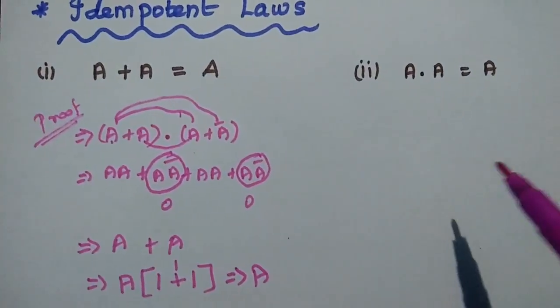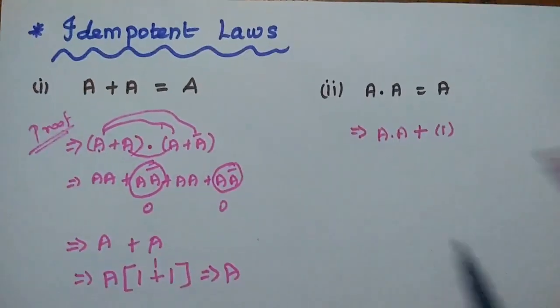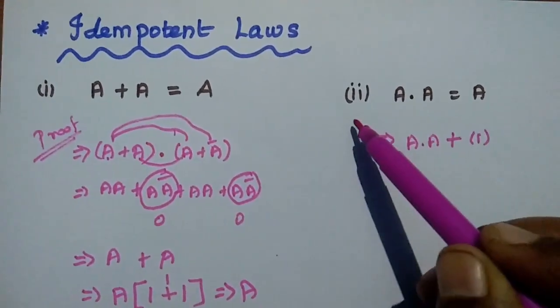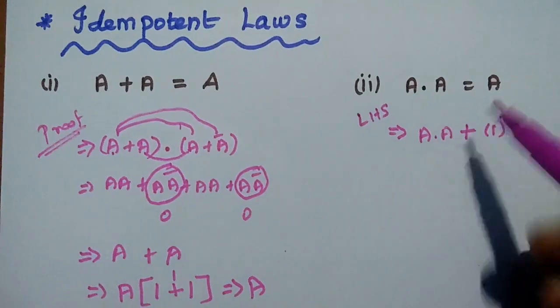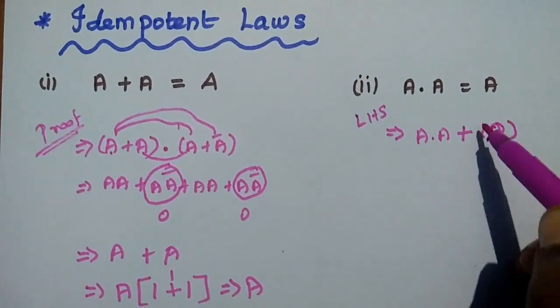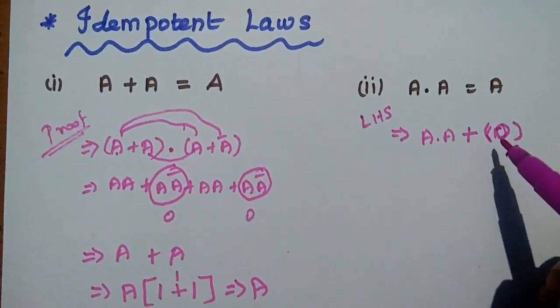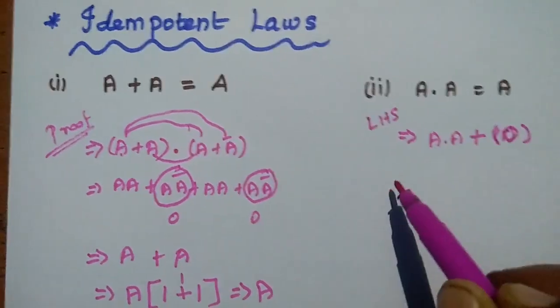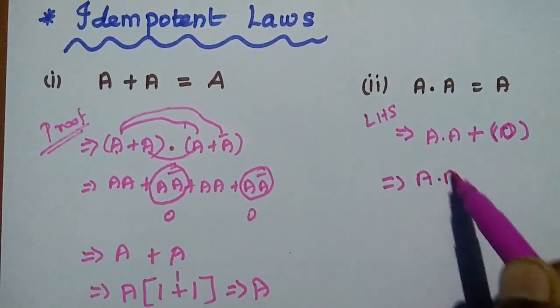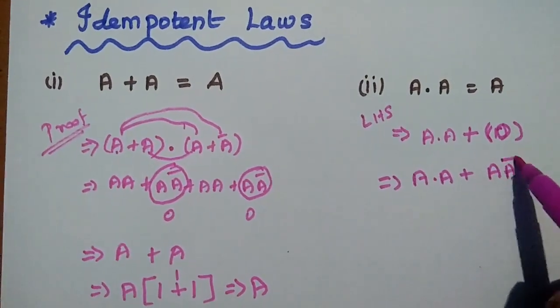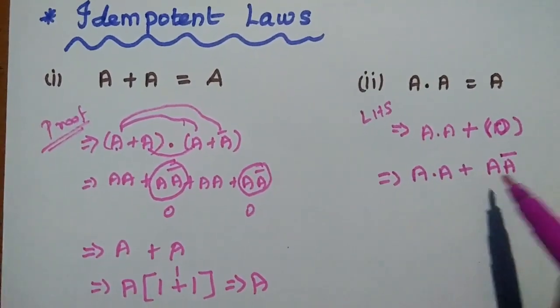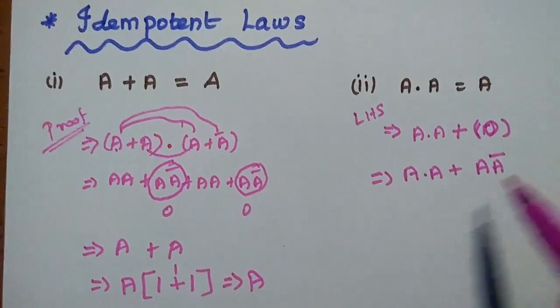So come to the second expression. In this second expression, we are going to take the left hand side, a dot a plus 0. Correct. So anything plus 0 is equal to the same value. So here we can write a dot a plus 0 as a into a bar. Correct. A into a bar is always 0.